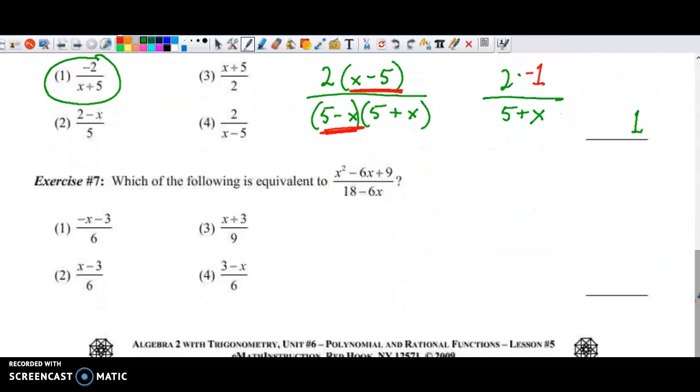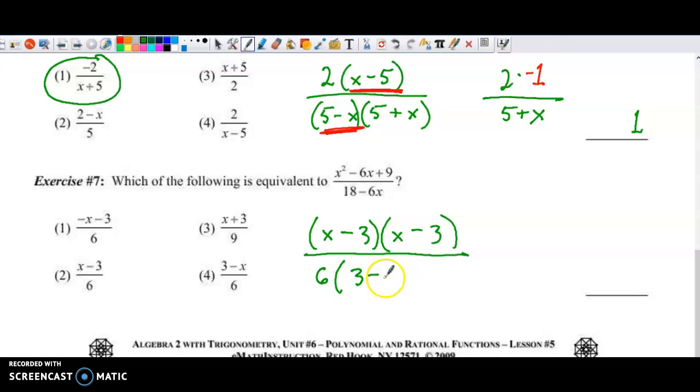And if you're having questions, feel free to write them down and bring them to class, because it might take you a while before you really get it. Because on the next one, again, we have the factor on top. What are factors of 9 that add to be -6? It'll be -3 and -3. Same thing on bottom, except we have a greatest common factor. We can factor out a 6 out of that. And we have 3 minus x.